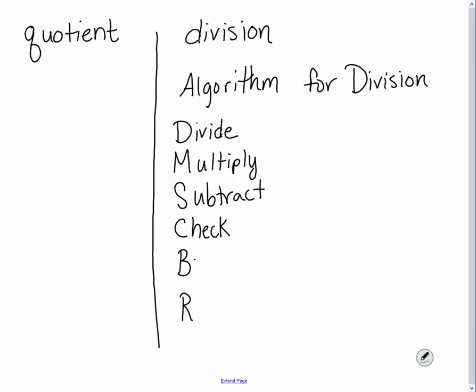The next one is bring down. So you're going to bring down the next number. And then R stands for repeat. All right, so again, does McDonald's sell cheeseburgers raw? Divide, multiply, subtract, check, bring down, and repeat.